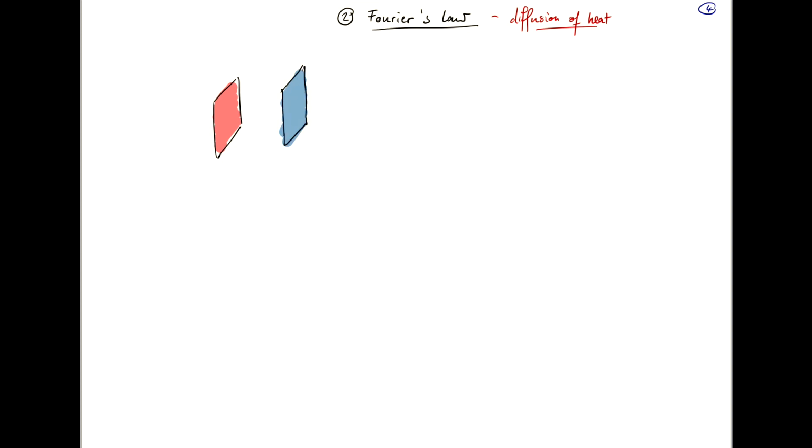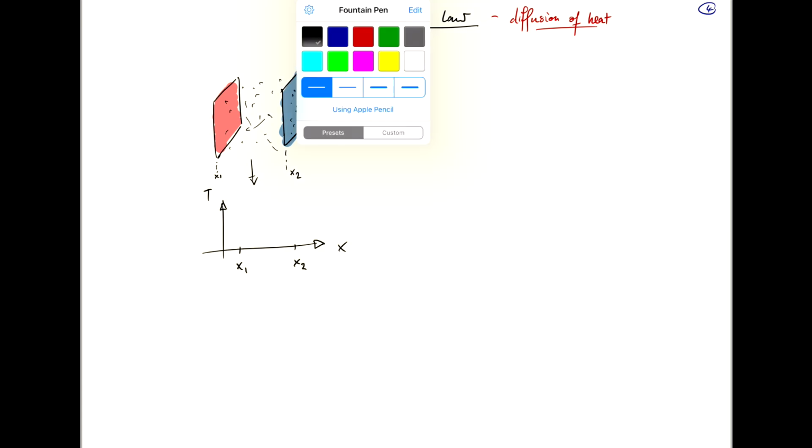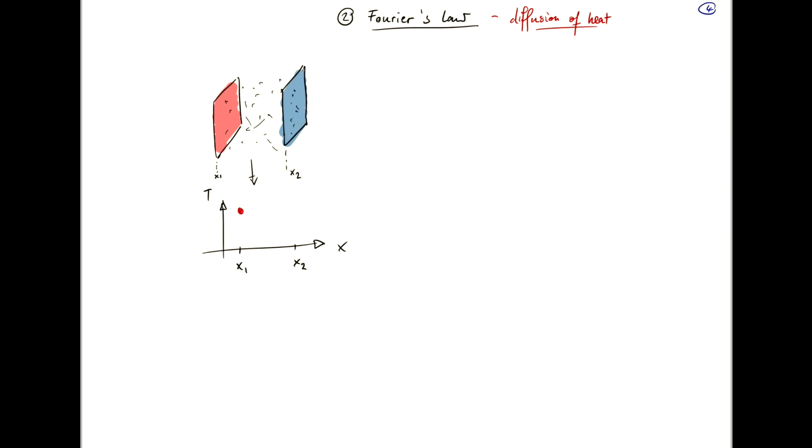And then if I look at the temperature profile in the gas between these two plates, so let's look at T as a function of x, where x1 is the location of the hot plate, x2 the location of the cold plate. Then we're going to have a hot temperature at x1, cold temperature at x2, and typically to a good approximation you have a linear decrease in temperature. And so your gradient in T is actually a constant here.